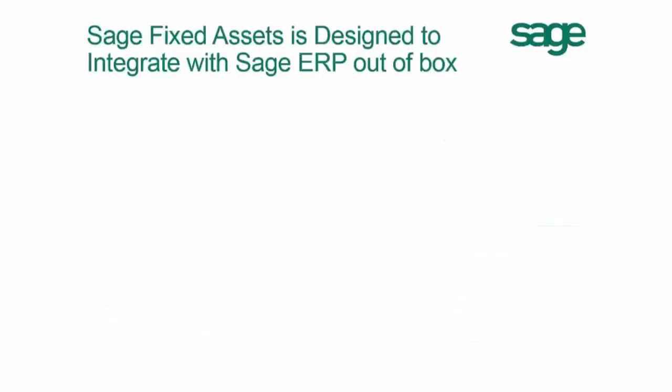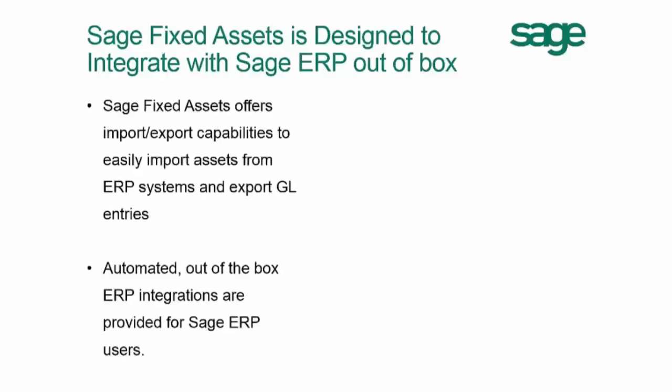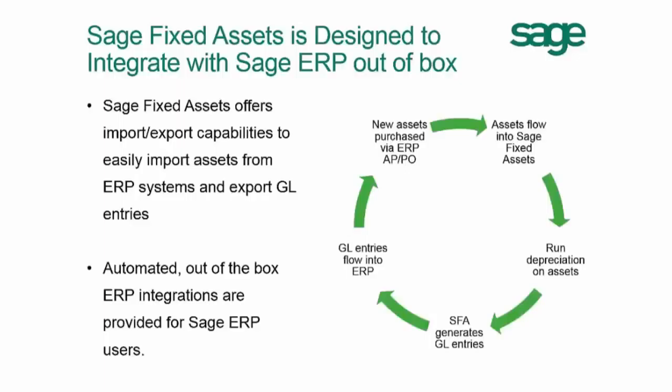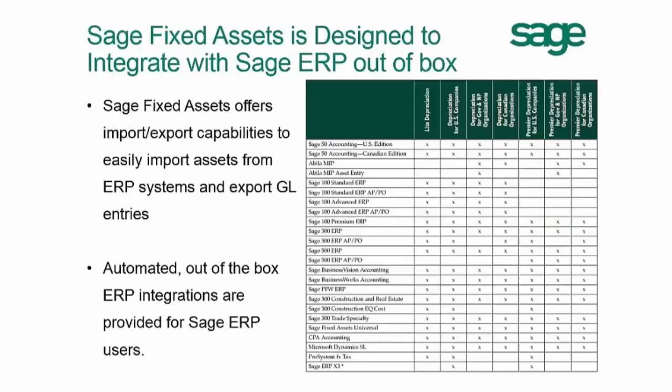Lastly, how does your fixed asset management process fit into your wider financial environment? New assets need to find their way into your fixed asset registry, and the appropriate journal entries need to find their way back out to your general ledger. Sage Fixed Assets provides robust import and export tools to make the flow of new assets and GL entries easy. We also have a professional services team that can build custom automated integrations to almost any third-party ERP system. And for those current Sage ERP users, we offer automated integration right out of the box to save you time and prevent the errors that come from manually transcribing asset data.